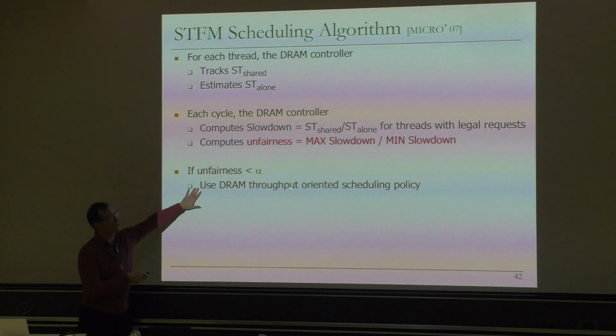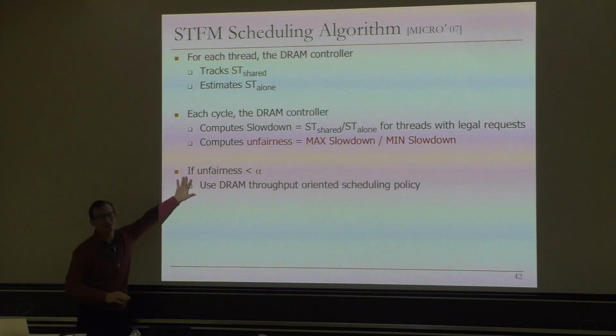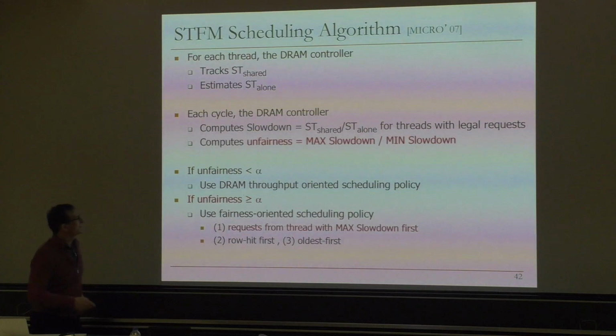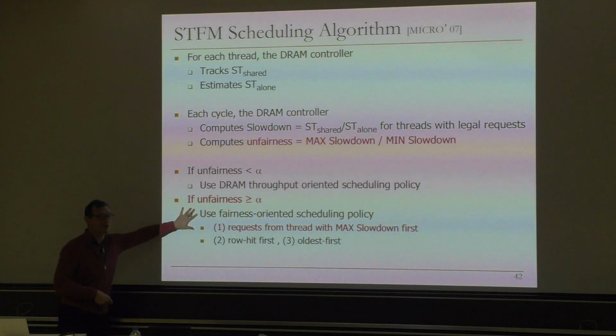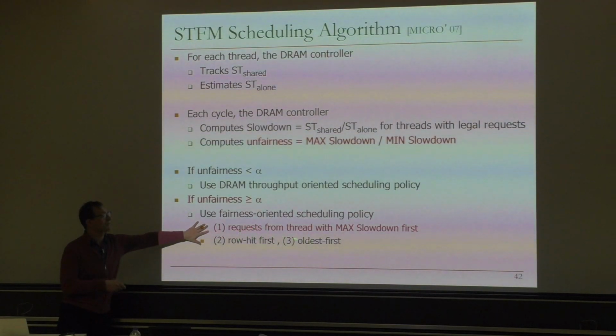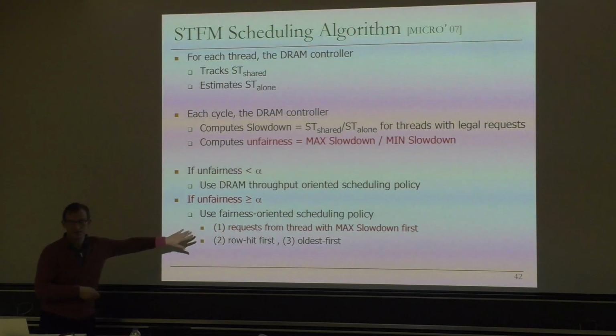You use a DRAM throughput-oriented scheduling policy, which is FR-FCFS, the baseline row-hit-first scheduling policy, because unfairness is not bad, right? It's under control. But if unfairness is bad, greater than some threshold, then you switch to a fairness-oriented scheduling policy, where you prioritize a request from the thread that has been slowed down the most. That's the idea. And this is a prioritization order again. All else being equal, you still do row hit first, and all else being equal, you still do oldest first. This part is really FR-FCFS, but we add another rule saying to prioritize the requests from the thread that has been slowed down the most. And this actually helps a lot with fairness.